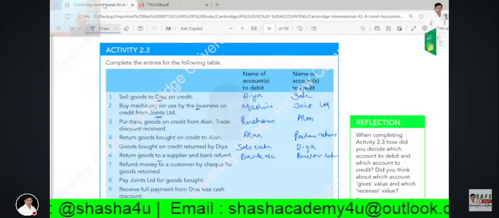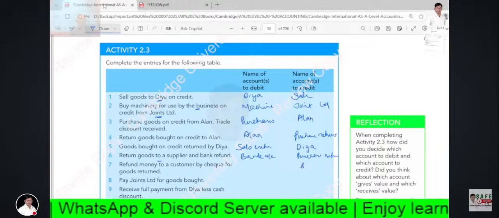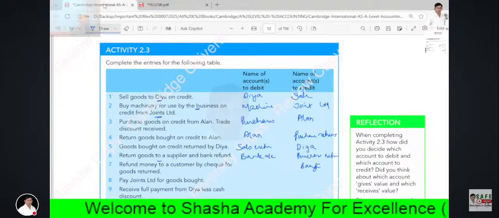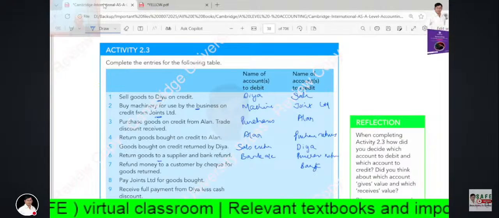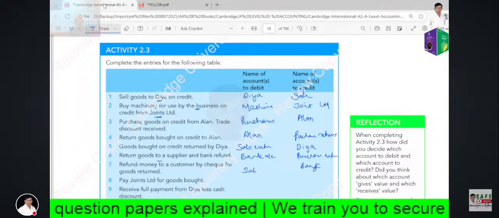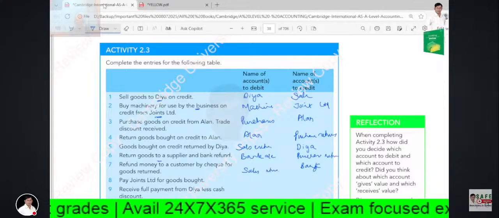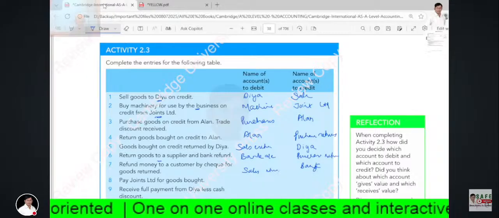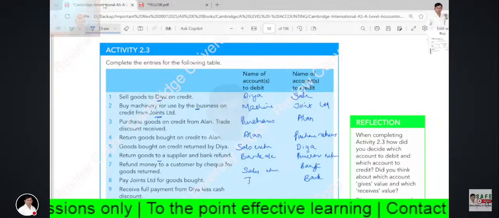Refund money to customer by check for goods returned. So now we have to give the money back. Some customer has given us money, so he has given us back the goods. So it is sales returns. Now pay Joint Limited for goods bought. So money will go out, bank account. Money will go out. So who will receive? Joint Limited will receive.